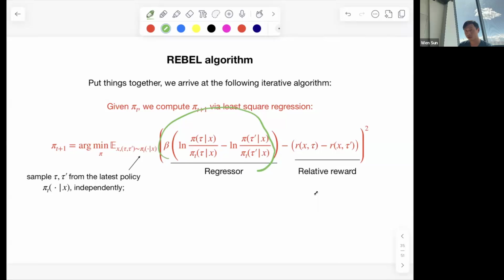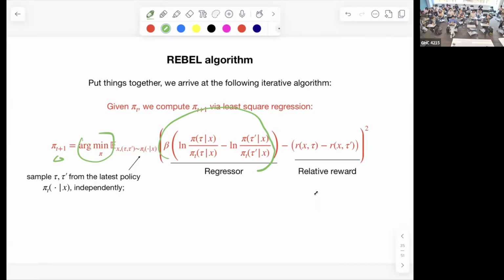This is pretty much a least square regression problem that you learned in intro to ML. I'm taking some neural nets and modeling this as a regressor, and I'm trying to predict a well-defined target, which is the reward difference in this case. We can approximately solve this least square regression problem, get pi t plus 1, and then repeat. We can repeat this for multiple iterations until we get a policy that performs well on the validation set, for instance. So it's still an online algorithm because you have to draw from pi t.